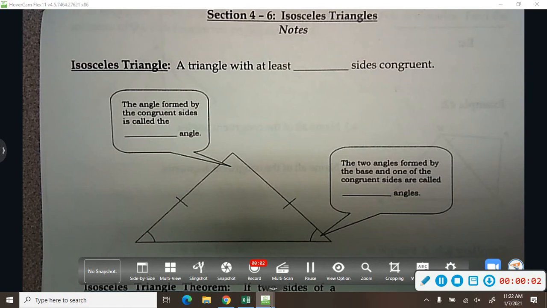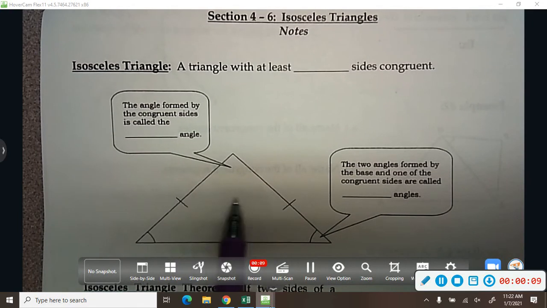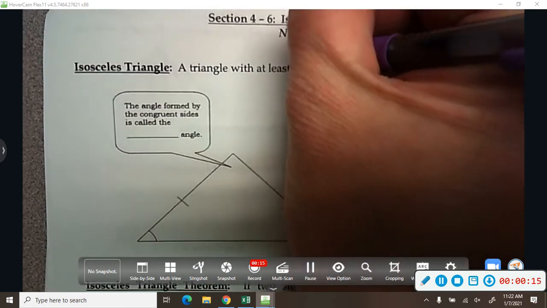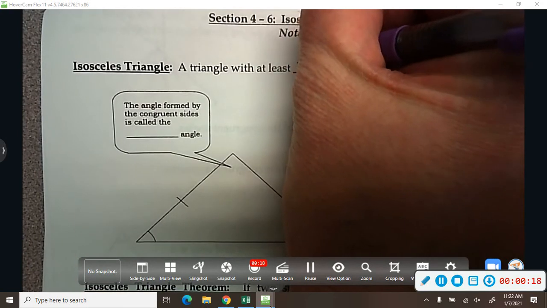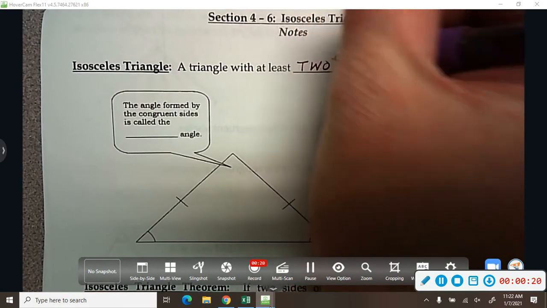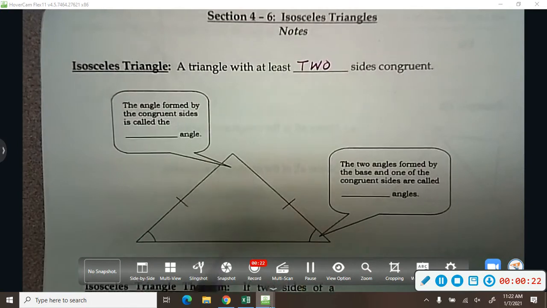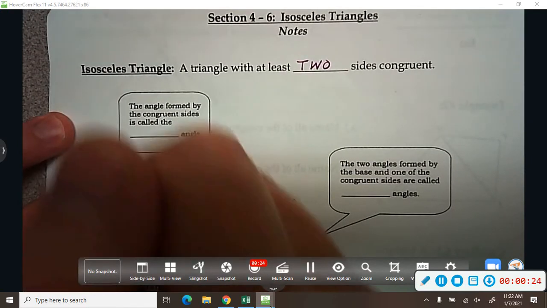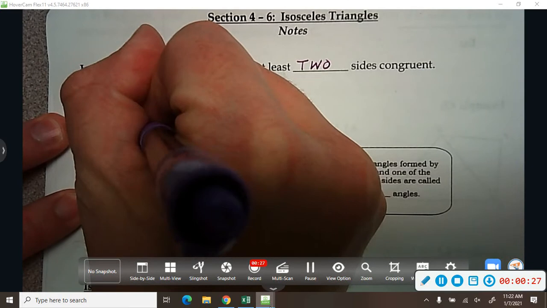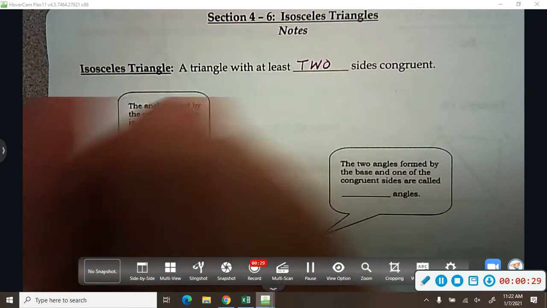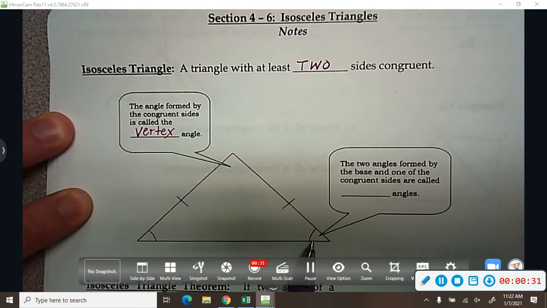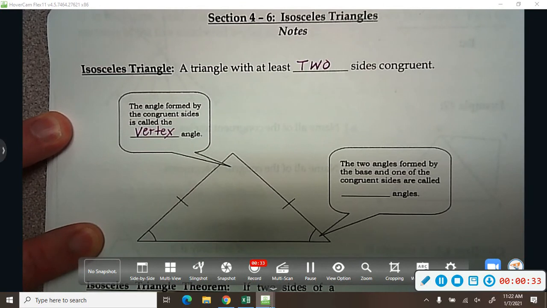So today we're going to talk about isosceles triangles. An isosceles triangle is when you have two sides that are congruent. Okay? And so it's a triangle with at least two sides congruent. Now we call the angle on top the vertex angle, and we call these two angles on the bottom base angles.